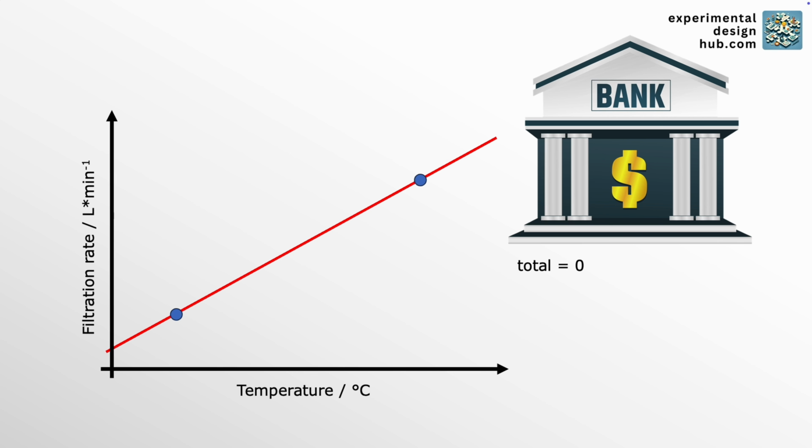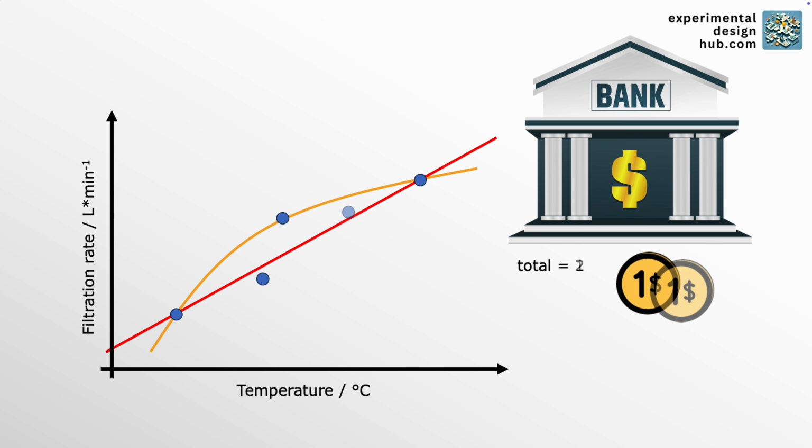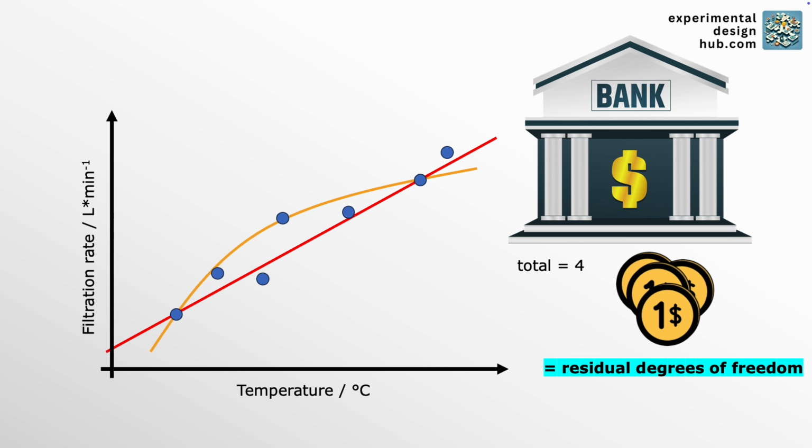If we add a third measurement, we can either use that to estimate curvature, but then we have no money left to estimate the uncertainty or reliability of the model. And we need more money, we need another data point to do that. And every additional data point that we have left after creating the model, so the money that is still in the bank then, is called residual degrees of freedom. The more residual degrees of freedom you have, the better you can evaluate whether the model actually explains the data or if you're just forcing a trend onto noise.